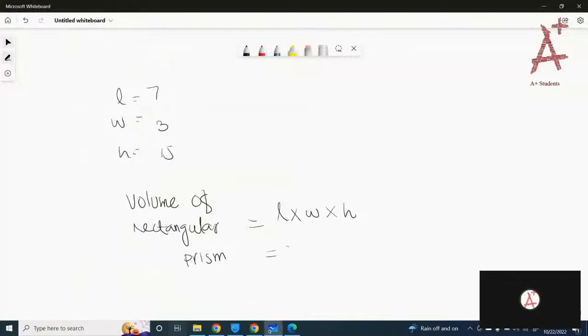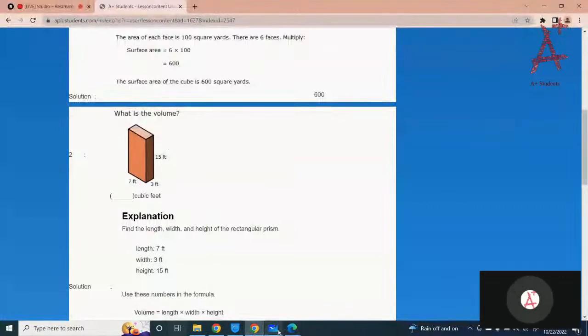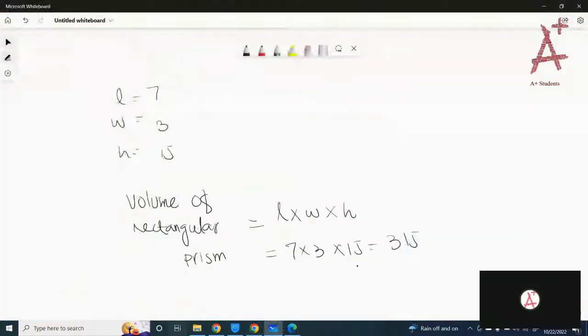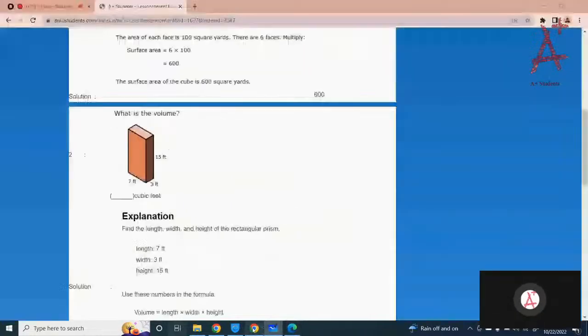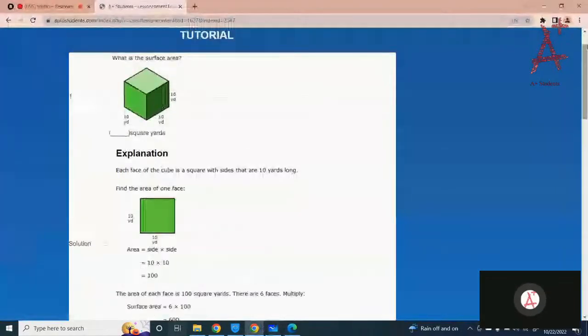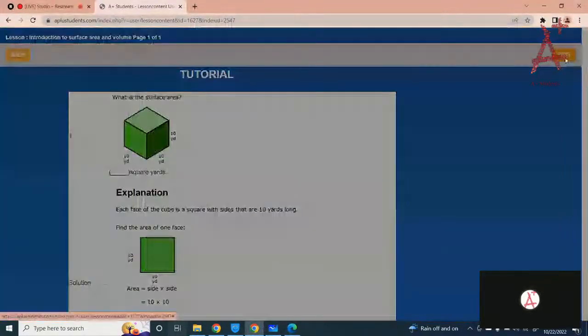It would be 7 times 3 times 15, which is 315. And the units are feet, so it would be 315 cubic feet. Got it? So that would be the volume of the rectangular prism. Okay, on the top right corner, we have a test button. Let's start with a test so that we can do practice questions.